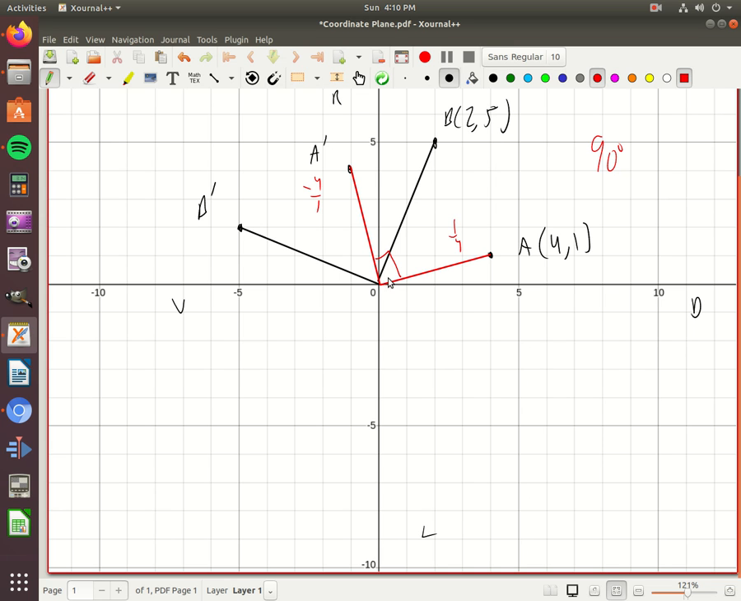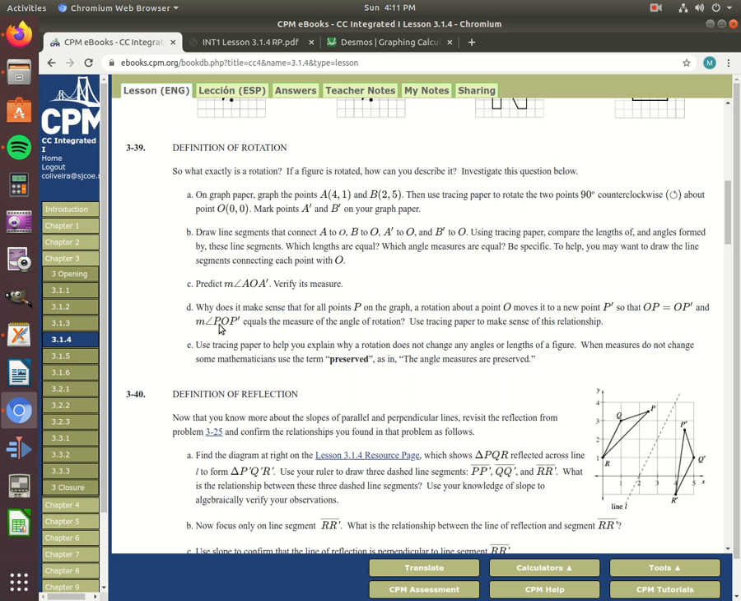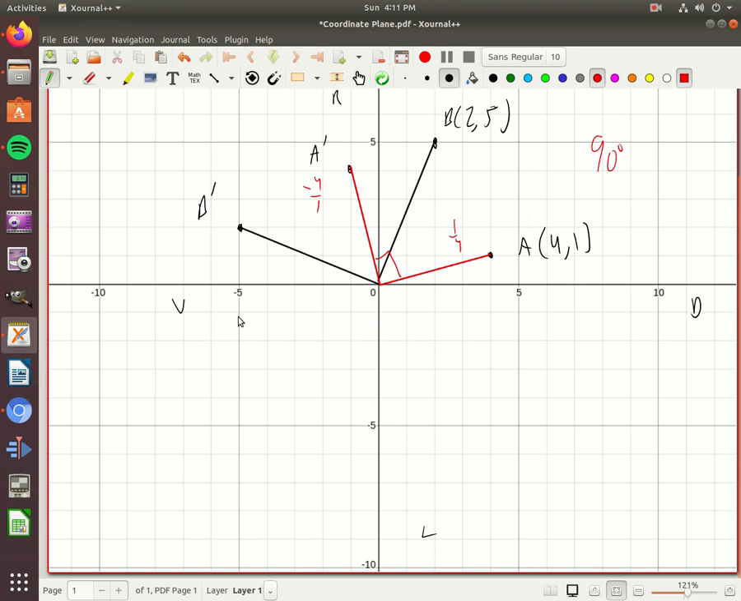It asks us, hold on, there's supposed to be a point P. Let me pause real quick and see. I'm having trouble with my notes. It says, why does it make sense for all points P? And I was like, I don't have a point P on this graph. It's just saying generically, why does it make sense that if you have a point and you rotate it 90 degrees, the angle between them would be the angle that you rotated? So really what they're saying is this. If I take this point and rotate it 90 degrees, shouldn't the angle be 90 degrees?